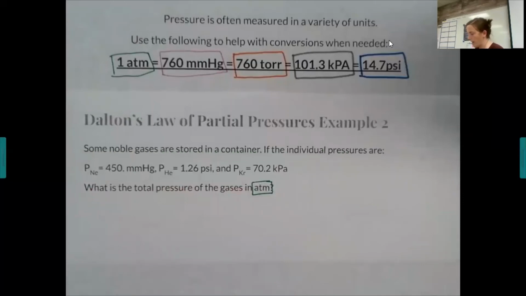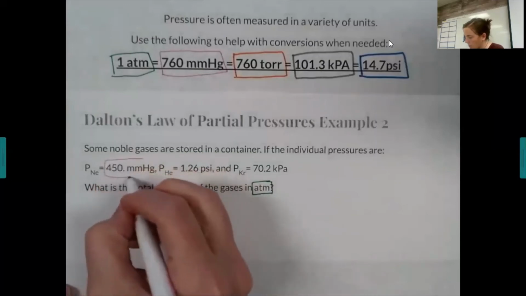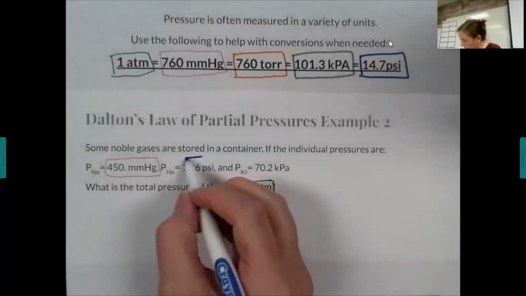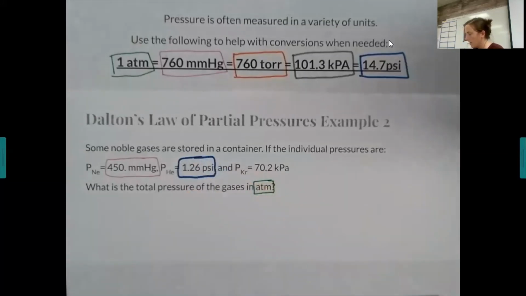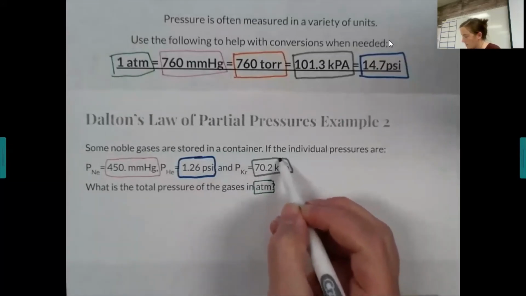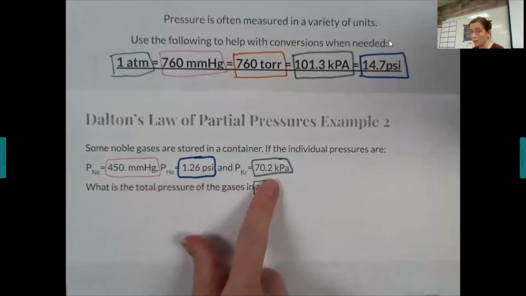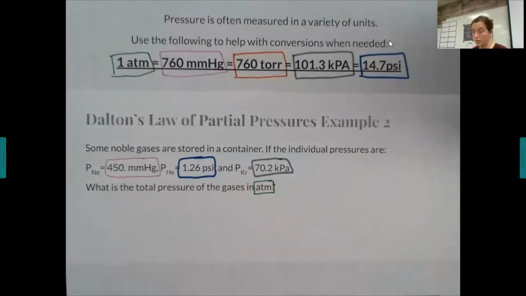But right now, when I look at it, I have millimeters of mercury, I have PSI, and I have kilopascals. So I've got to convert these 3 numbers to make them all equal to atmospheres. I'm going to start and do those 1-step conversions like we did earlier. If you think you can handle those, try it on your own. If not, let me do one with you and then you try it.